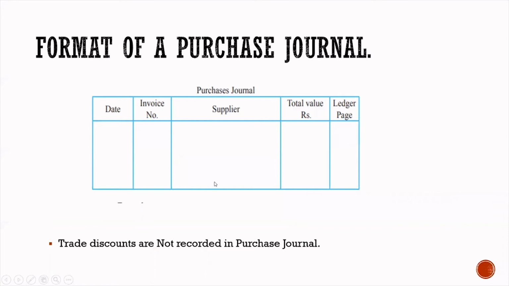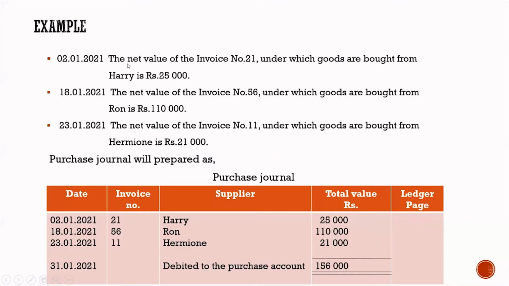So as I said, the purchase journal format I have made here. So on 2nd of January, the invoice number is 21. The supplier is Harry. What is his total value? 25,000. And then on January 18th, invoice number is 56. Who is the person? Ron. The amount is recorded. On January 23rd, invoice number 11. Who is the person? Hermione. The amount is recorded, and finally the final value will be taken to the purchase journal, right?